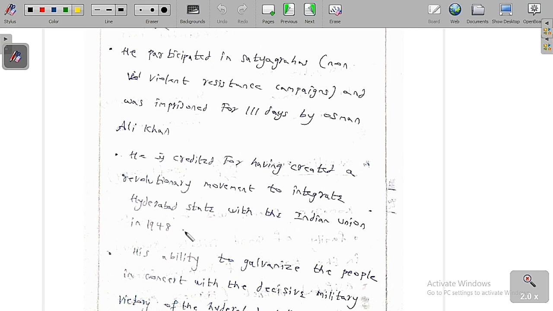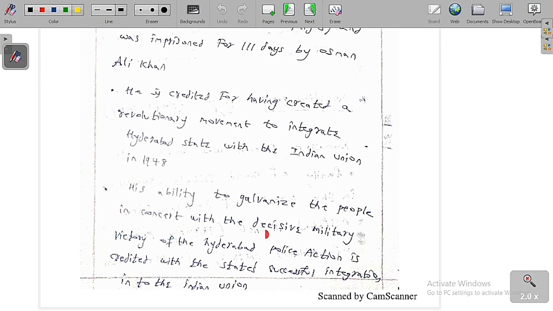His ability to galvanize the people in concert with the decisive military victory of the Hyderabad police action is credited with the state's successful integration into the Indian Union. It means he helped the Hyderabad state to get into the Indian Union.